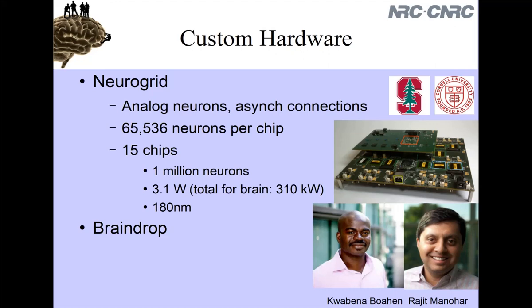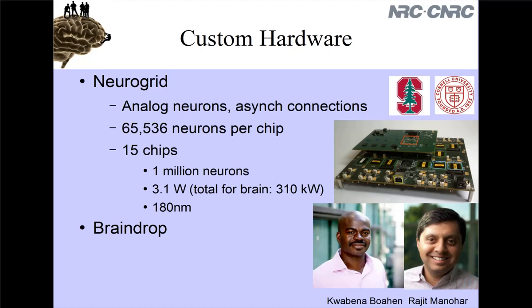So I spent 5 years on a project with Kwabena and Rajit. They're on the right. They had previously built a chip called Neurogrid, which was one of these analog neuron chips. So just exactly what I just described. With the approach that they were doing, they ended up having somewhere in the order of 1 million neurons running in 3 watts, which, if you scale that up to the human brain, we're talking about maybe 300 kilowatts to do the full human brain. That's a huge improvement over even what the Spinnaker folks are hoping for.